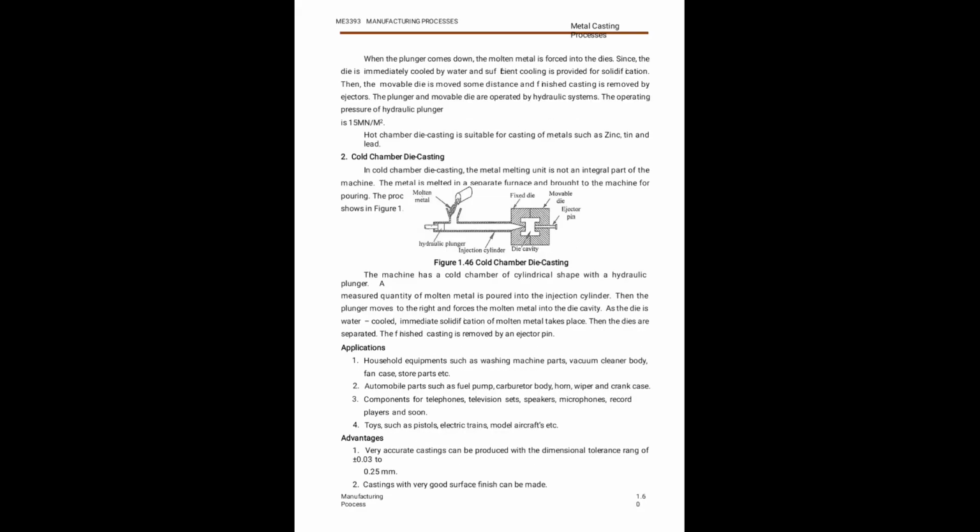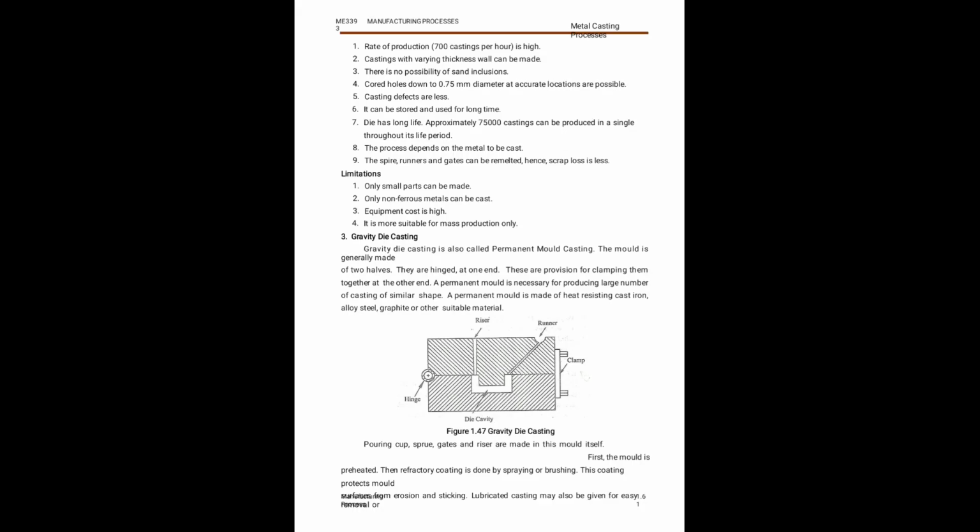The operating pressure is around 15 megapascal per square meter, used for the high pressure in the hot chamber die casting process. Next one, the cold chamber die casting process. Here there is no furnace setup or molten metal creating setup. The molten metal is prepared in another place like a furnace, and a ladle transfers the molten metal from the furnace to the chamber. So it is called a cold chamber die casting. Further, all other work is conducted the same as in the hot chamber die casting process itself. And next one is the gravity die casting process.